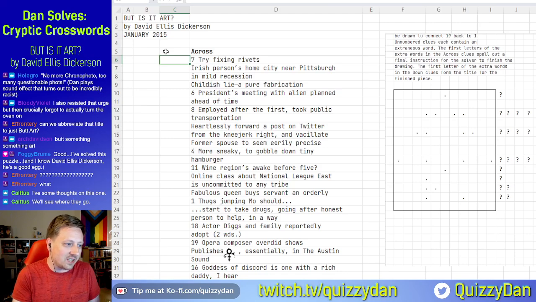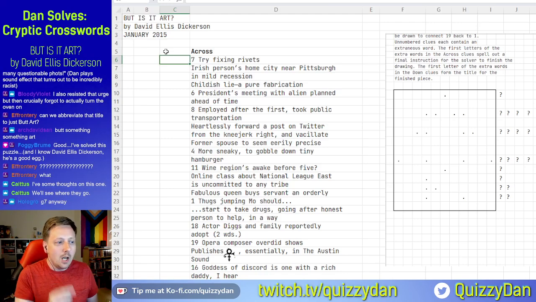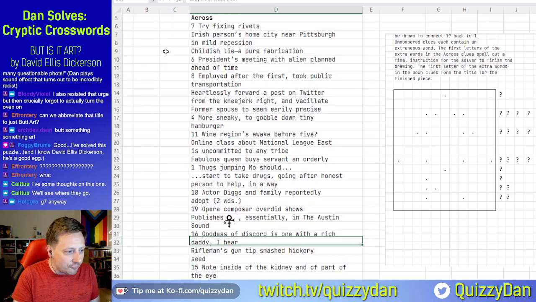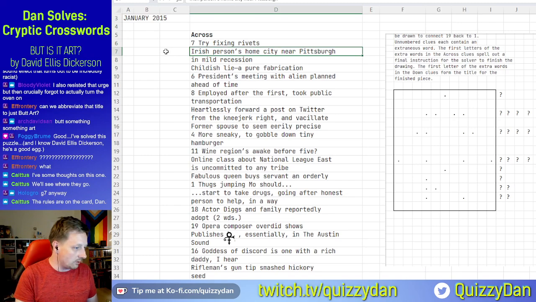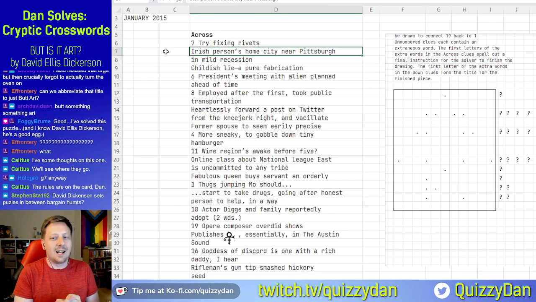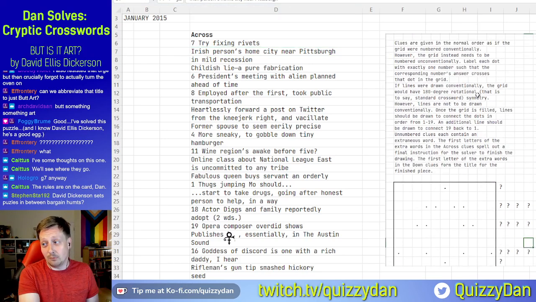Off we go. Try fixing rivets. I'm happy with this one. Why have we got 3 clues? Whoops. Why have we got 3 clues for 7? Or is it 2? No, it's 3. All the information's on the task. There's so many rules that actually I can't put them all on there.